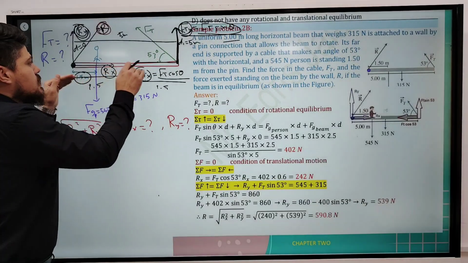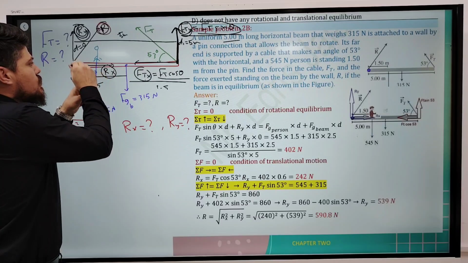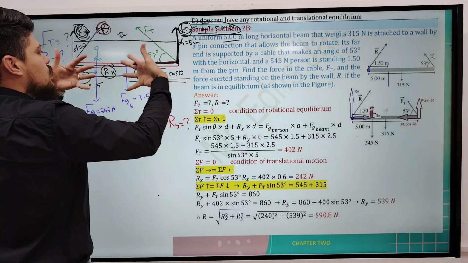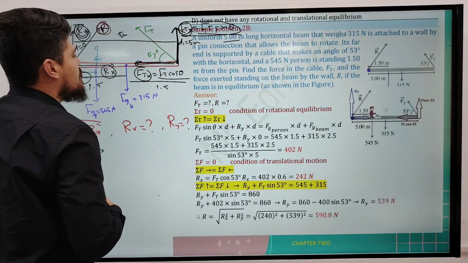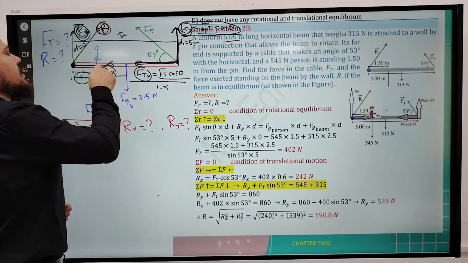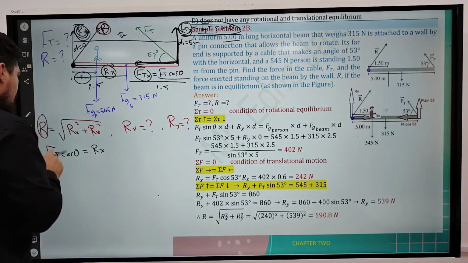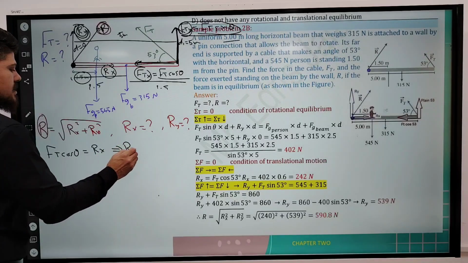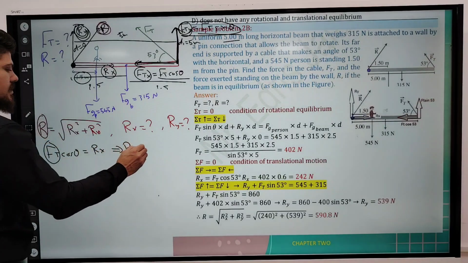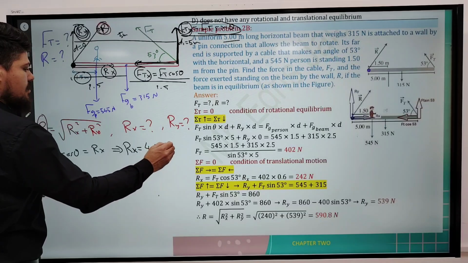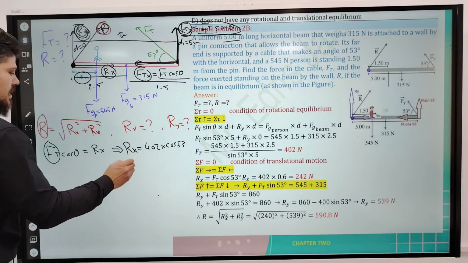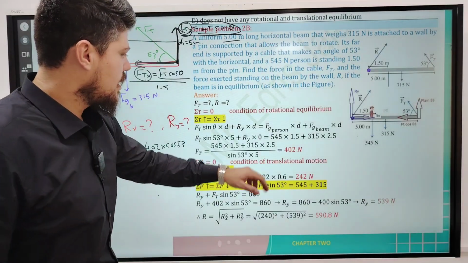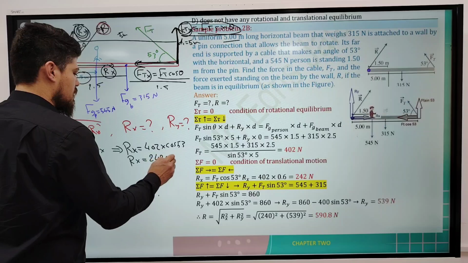How many forces do we have on the x-axis? Two forces: Rx, which is directed to the right, and Ftx, which is directed to the left. Two opposite forces equal in magnitude but opposite in direction, so Ftx plus Rx is equal to 0. That is why Ft cosine theta is equal to Rx. Do we have Ft? Yes, we found 402. Rx is equal to 402 times cosine 53, which is 242 Newton. This is Rx.